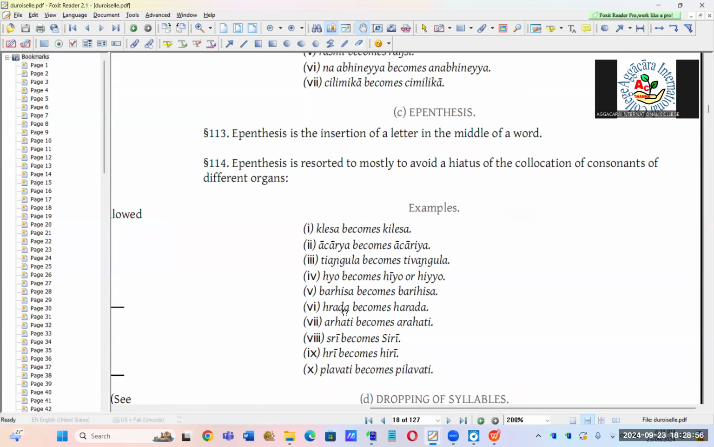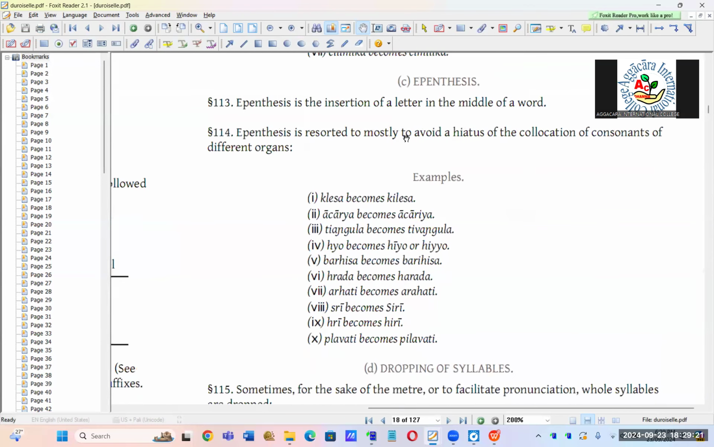Like this Hardaya, Harada, Harada, Arahati, Sri, Hiri, Pilawati. So just imagine that here, most of the time, we put some vowel to make the sound easier to pronounce. So that's the meaning of epenthesis.